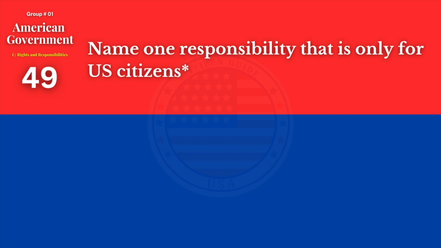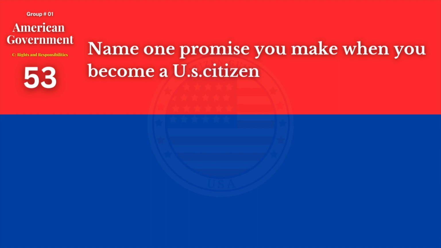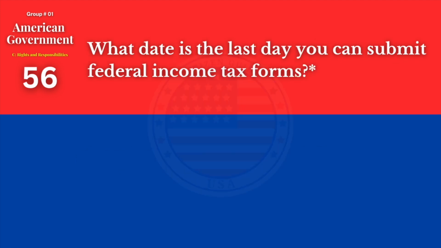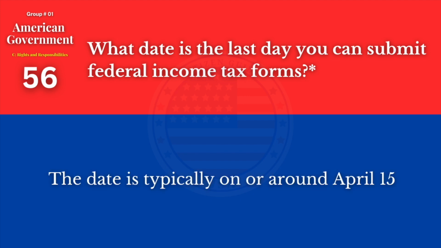Name 1 responsibility that is only for U.S. citizens. Serve on a jury. Name 1 promise you make when you become a U.S. citizen. Obey the laws of the United States. What date is the last day you can submit federal income tax forms? The date is typically on or around April 15th.